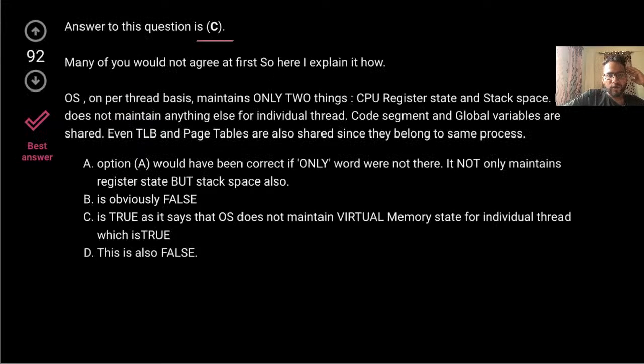C is the correct answer. Many of you would not agree at first, so let me explain. OS on the per thread basis maintains only two things: CPU register state and the stack space. It does not maintain anything else for the individual thread. Code segment and the global variables are shared. Even TLB and the page tables are also shared since they belong to the same process.